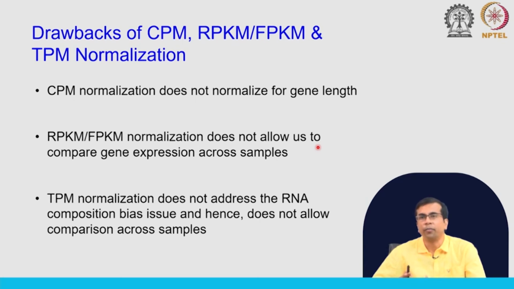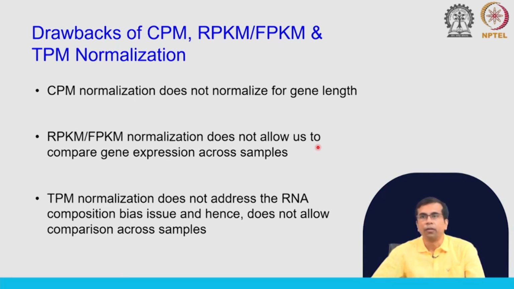As you can probably understand, these methods, especially RPKM, FPKM and TPM, are good for within sample comparisons. If you are comparing gene A versus gene C, or gene 100 to gene 1000, that is probably okay with these methods. The moment you want to compare across samples, you will face some issues and might get some erroneous results, some erroneous conclusions.